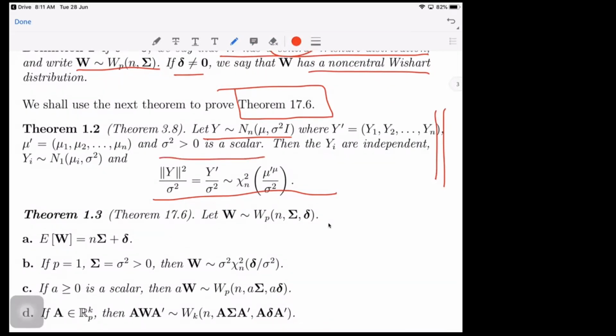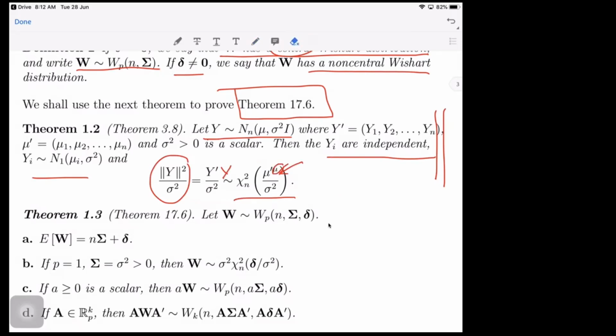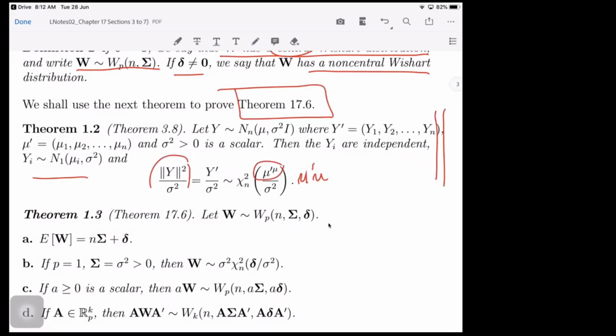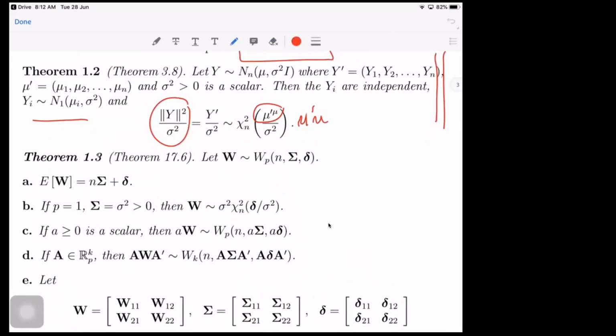And then sigma here is just scalar. Then the yi's here are independent. Each of them are normally distributed. Then we can conclude this, that the square norm of y, this should be y prime y over sigma is chi-square distributed with this non-centrality parameter mu prime mu over sigma squared. So this is not a superscript. This is just mu prime mu. Okay. And in here it should be y prime y.